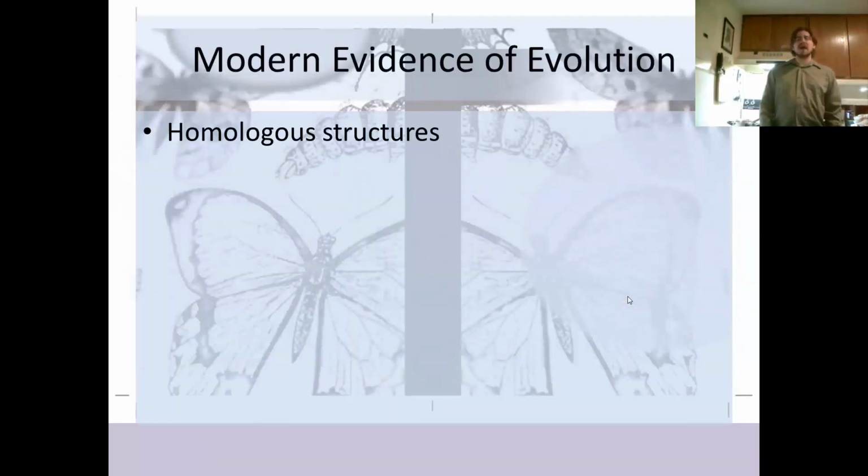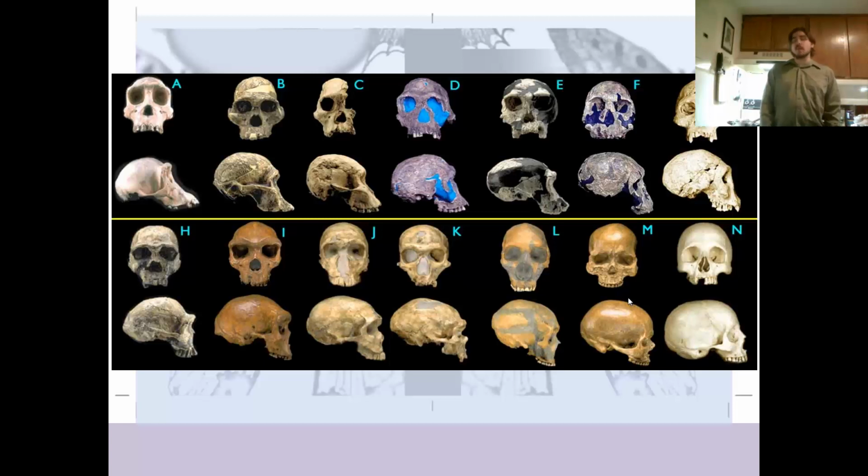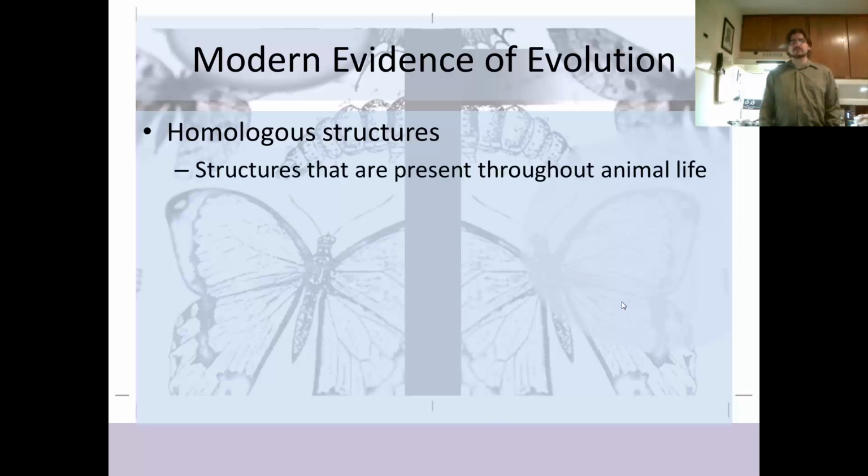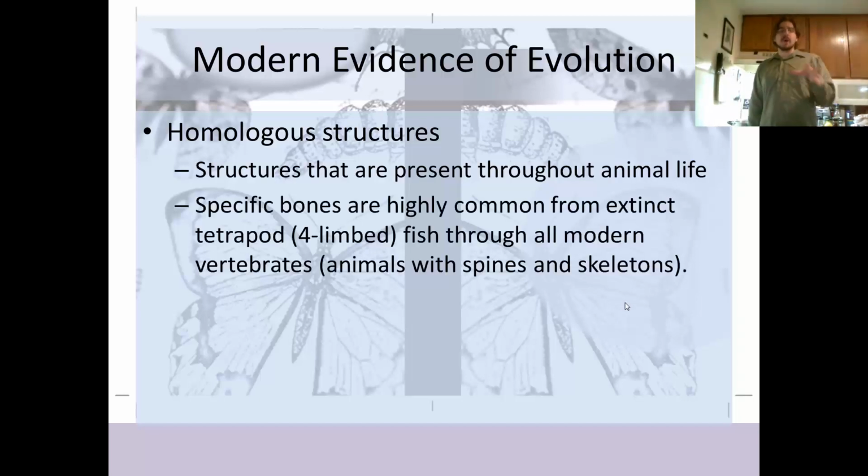Okay, how about modern evidence of evolution? Fossils, again, only 1% of any living species ended up fossilized. So there are whole species that may not have been fossilized. So how about modern evidence of evolution? Well, we have homologous structures. These are structures that are present throughout animal life. Specific bones are highly common from extinct four-limbed fish through all modern vertebrates. Vertebrates are animals with spines and skeletons. Tetrapods were fish with skeletons and spines that had 4 limbs.